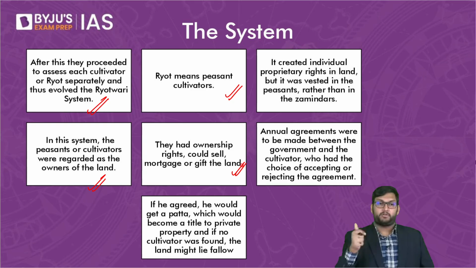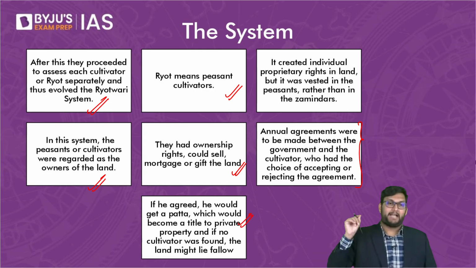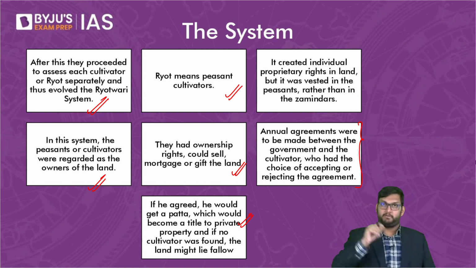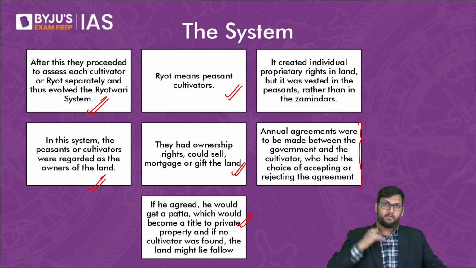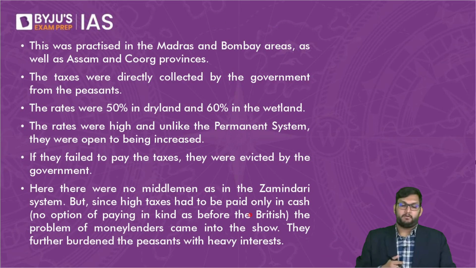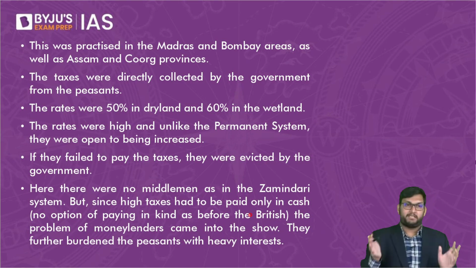They had ownership rights and could sell, mortgage, and gift the land. An annual agreement, called a patta, was signed between the government and the cultivator, and the peasant could also refuse to go into a patta. If he agrees, the title of private property would be given to him, along with the fact that he would have to give some tax to the British. Now, this was practiced in Madras and Bombay. I will show you the areas.